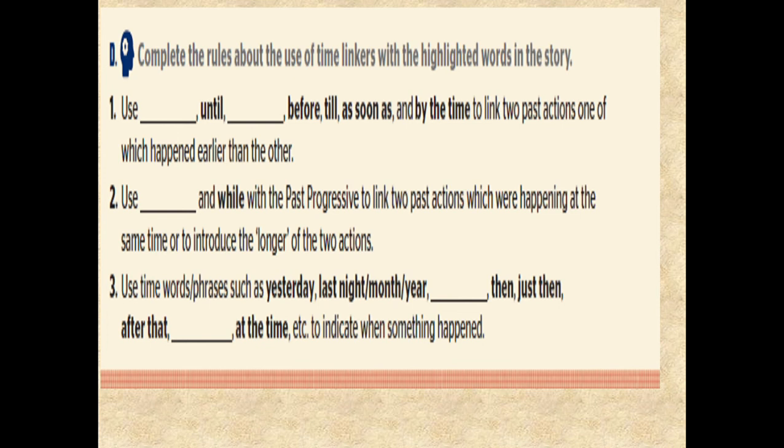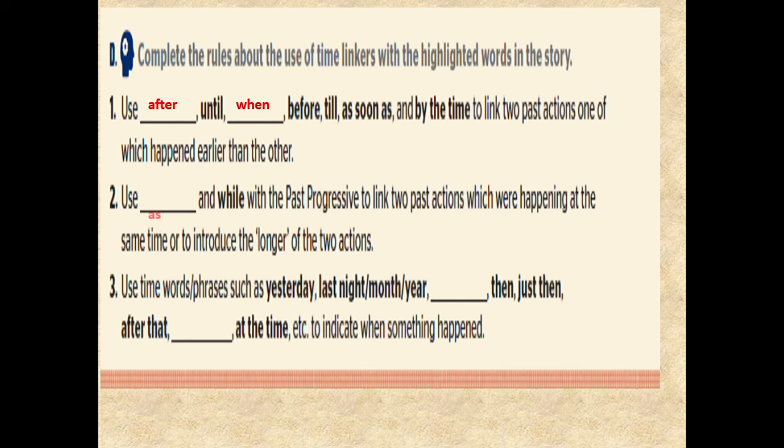Let's move to exercise D. Complete the rules about the use of time linkers with highlighted words in the story. 1. Use after, until, when, before, till, as soon as, and by the time to link two past actions, one of which happened earlier than the other.